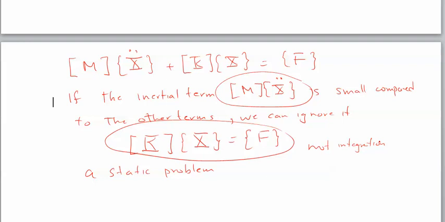Okay? We will come to this issue of static versus dynamic in a few weeks, once I talk about natural frequencies, or frequencies of vibrations, and things like that.